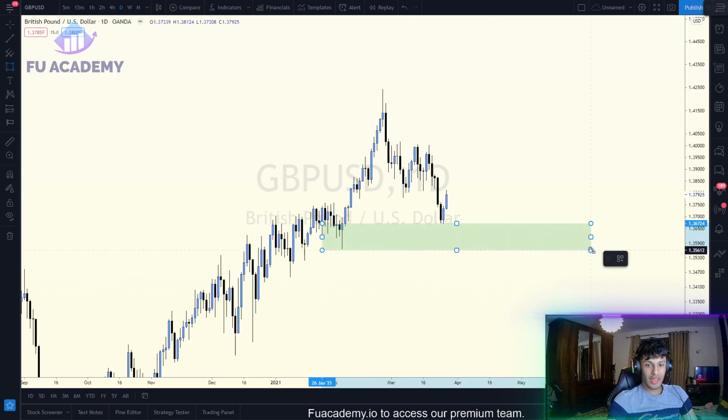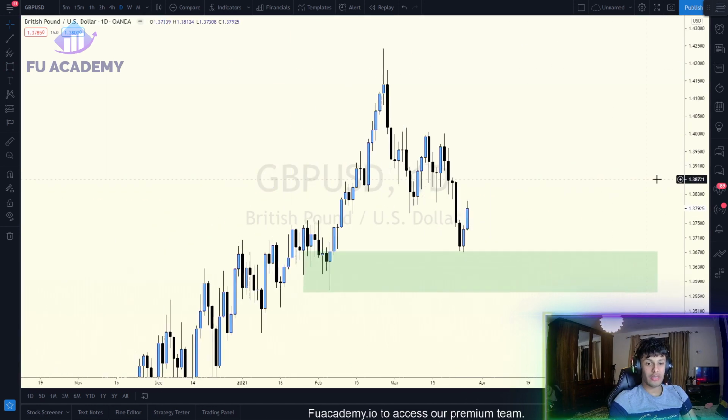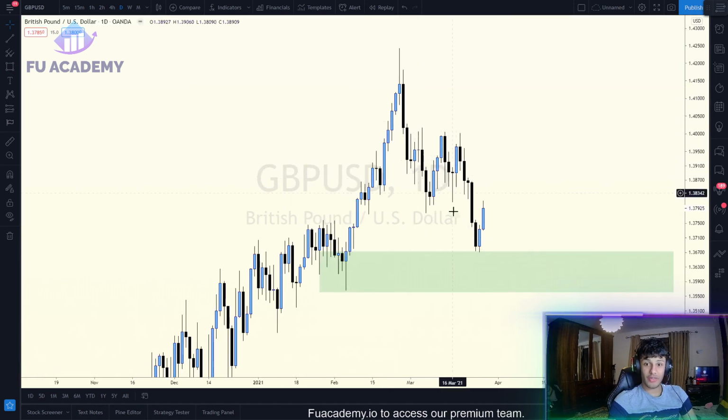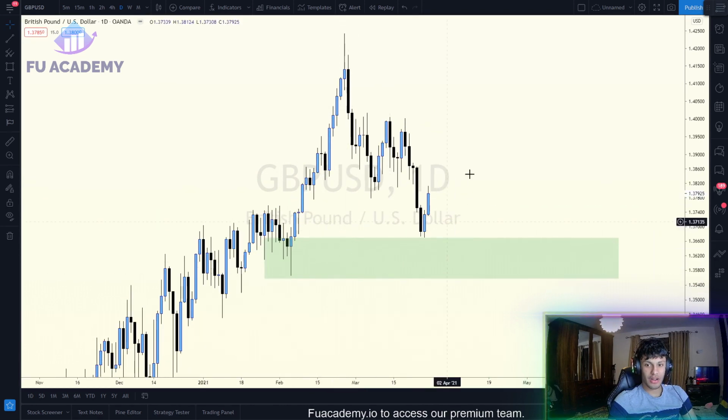So as long as we stay above this area right here, we're in our buyer's zone. Even though the smaller time frame tells us that we've been bearish for quite a few days, even a few weeks, we're still in our buyer's zone. As long as we stay up above this level of demand right here, we're still buying.